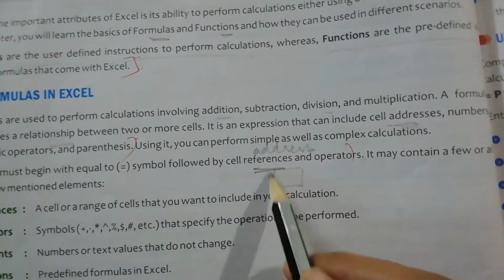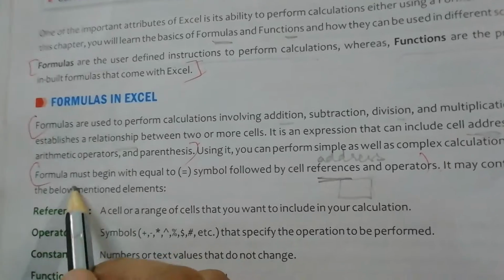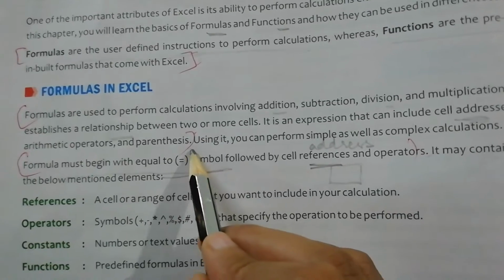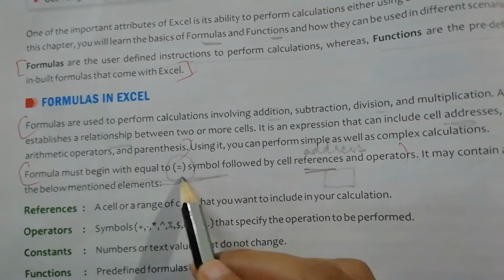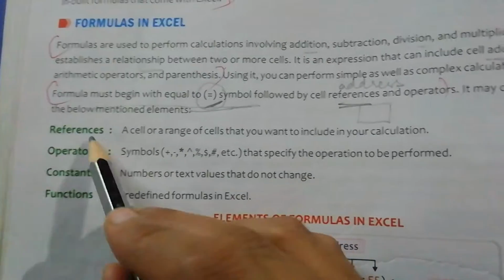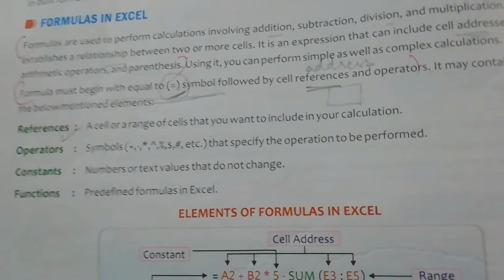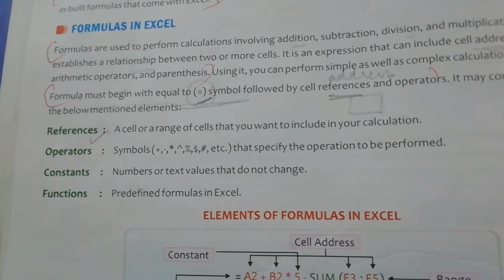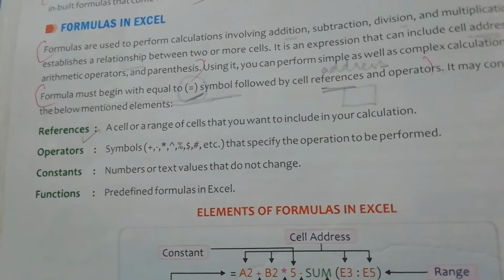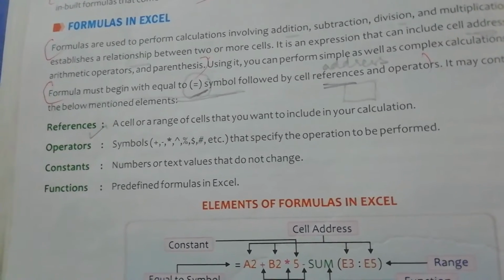The address of this cell is called the cell address. And it is a very important thing that every formula must be initiated with the equals to sign. It may contain a few or all of the below mentioned elements. Number 1, references. References a cell or a range of cells that you want to include in your calculation. It can be a single cell or a range of cells to perform calculation.